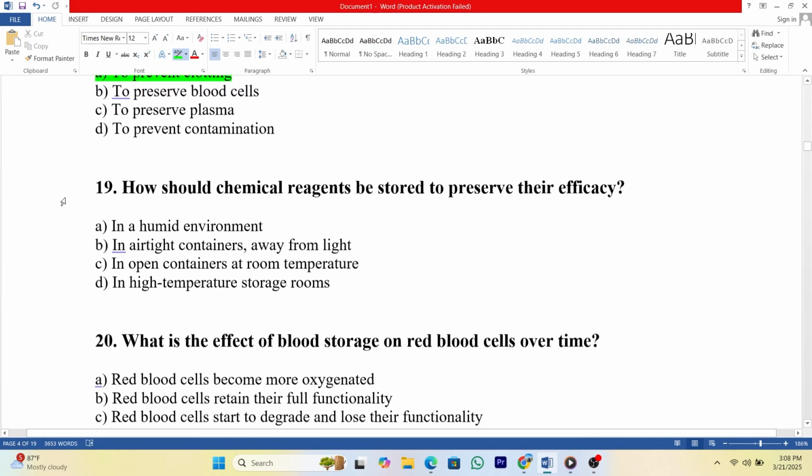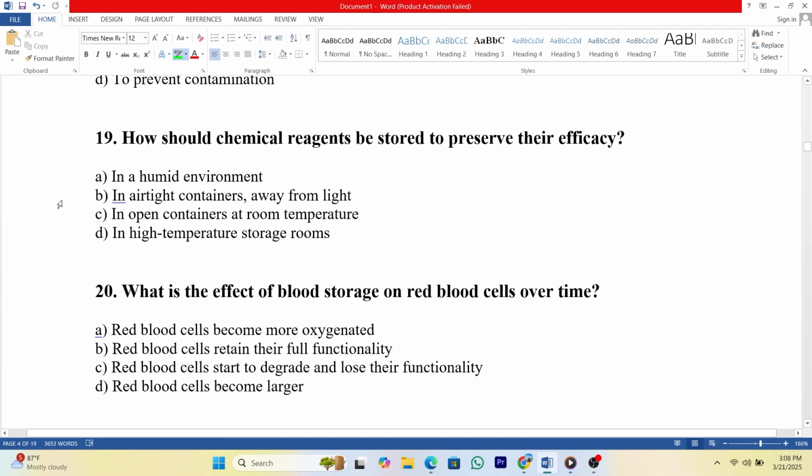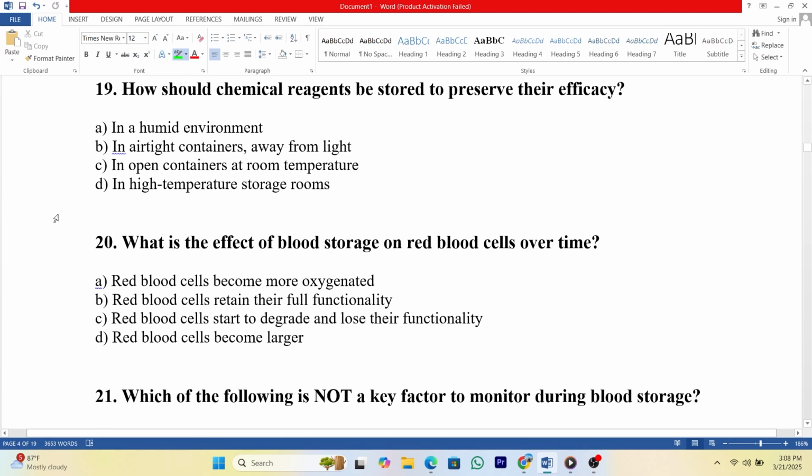19. How should chemical reagents be stored to preserve their efficacy? A. In a humid environment. B. In airtight containers, away from light. C. In open containers at room temperature. D. In high-temperature storage rooms. Answer, B. In airtight containers, away from light.